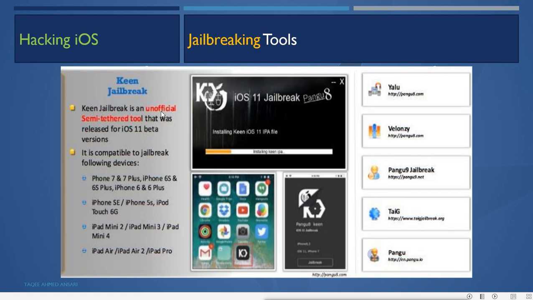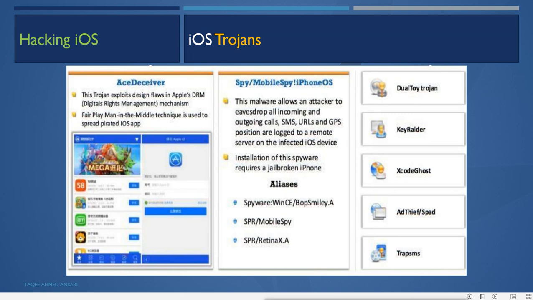Just like Keen Jailbreak, we have other tools also: Yalu, Leonzi, Pongo jailbreak, Tig, Pongo 9. These are all jailbreaking tools we have for iOS, Apple's operating system. Now we have iOS Trojans also, such as Ace Deceiver.